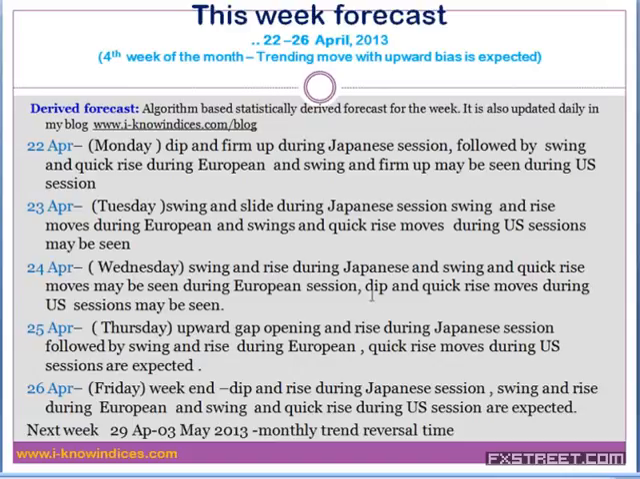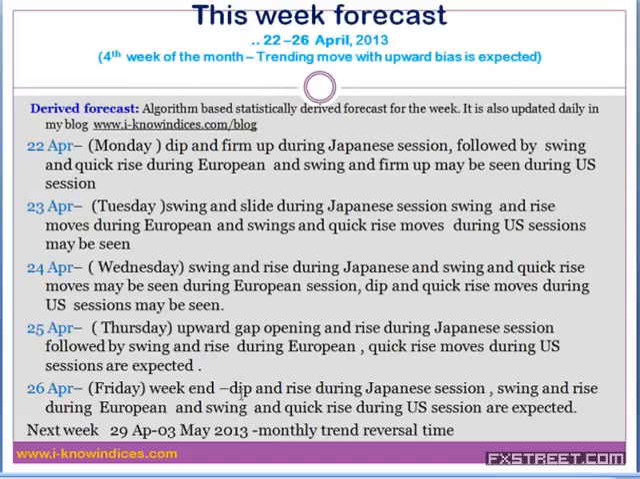During the early US session dip on Wednesday, if you take a buy and use the hedging order, and once the position makes profit, you can keep the stop at entry. Then Thursday onwards, they are expected to make an upward move, and upward gap opening with a rise during the Japanese session, followed by a swing and rise during the European session, and quick rise moves during the US session. So on Wednesday you can take a buy position during the US session and do a position trade and try to close it either on Thursday or on Friday.